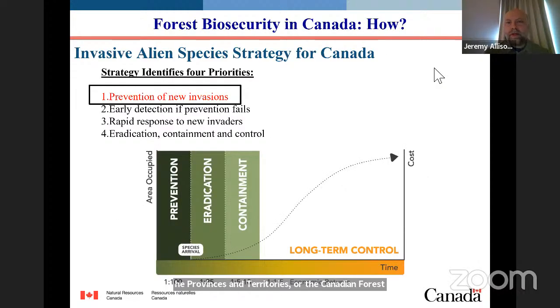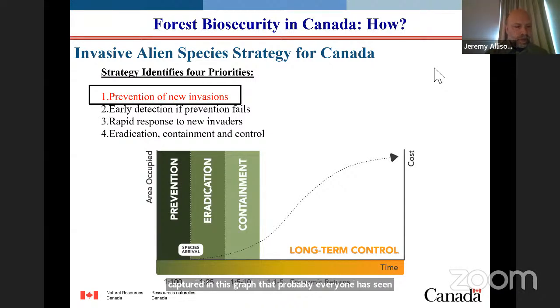In forest biosecurity in Canada, when we think about how it works, there's an invasive alien species strategy in Canada, and that strategy is predicated on 4 priorities. And I've emphasized here the first one, which is prevention. And the idea is captured in this graph that probably everyone has seen before.